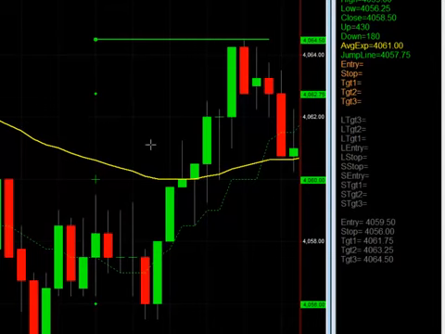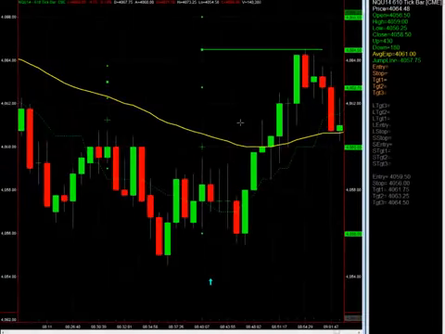And look how perfect that target was. And this is from today's trades in the NQ. The exact same strategy, nothing new to learn.